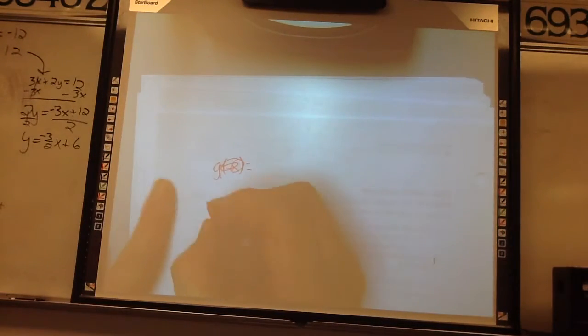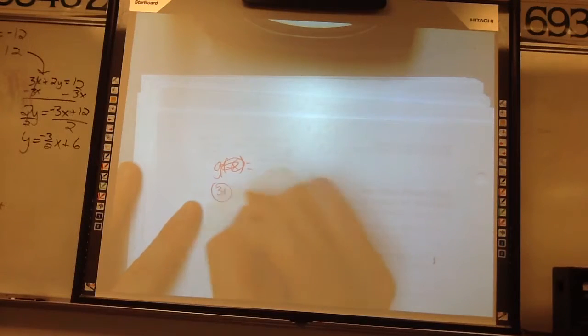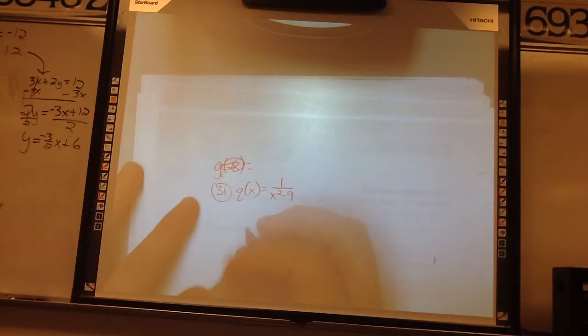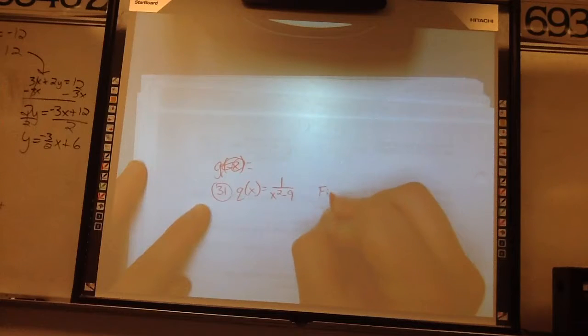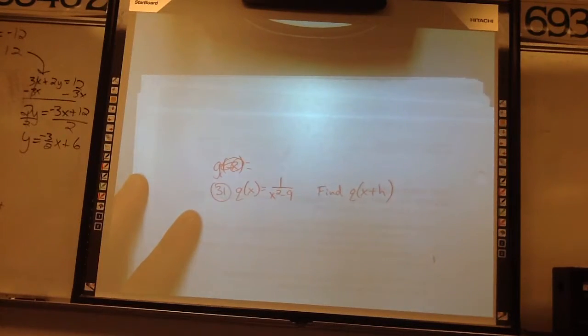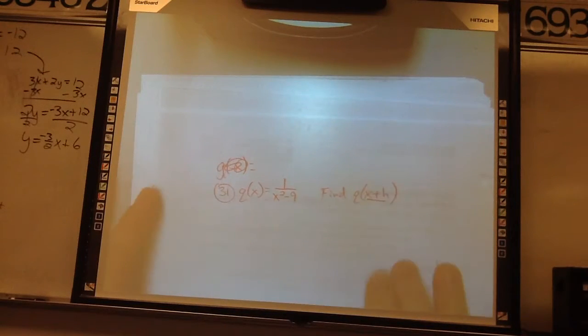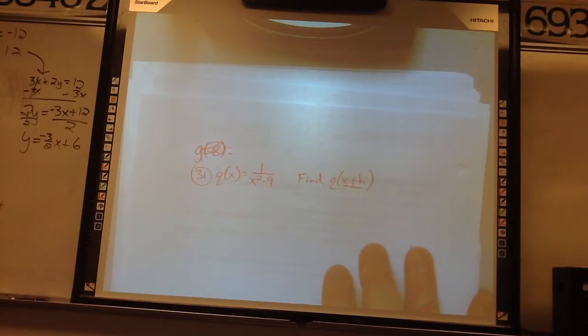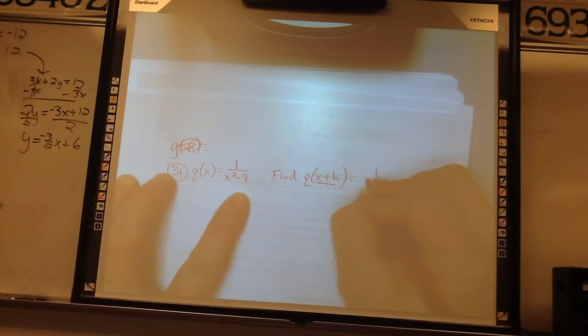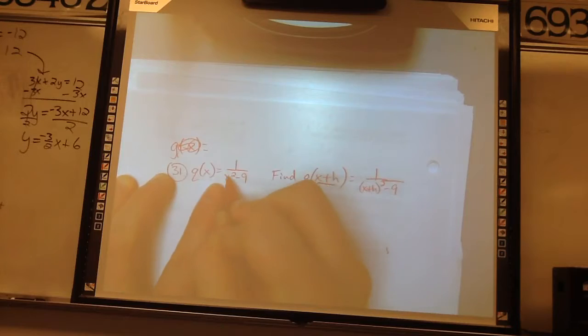So if you get, let's see, 31: Q of x equals 1 over x squared minus 9. This isn't one of them. But if I told you to find Q of x plus h, it's 1 over x plus h squared minus 9. Whatever's here, you plug in for x in the original. So this would just equal 1 over x plus h squared minus 9. You replace this right over here.